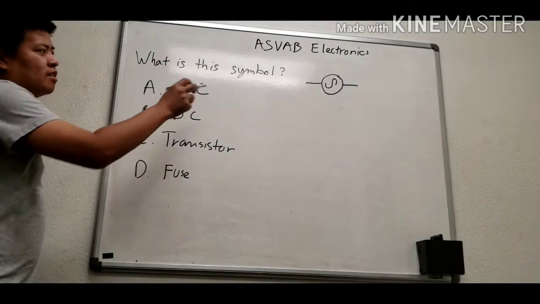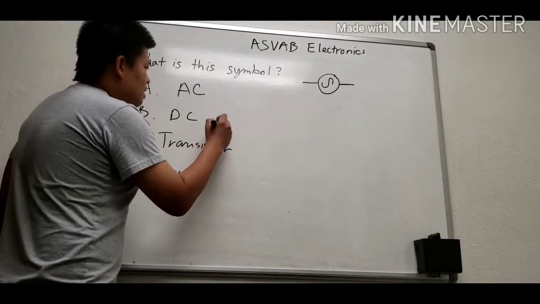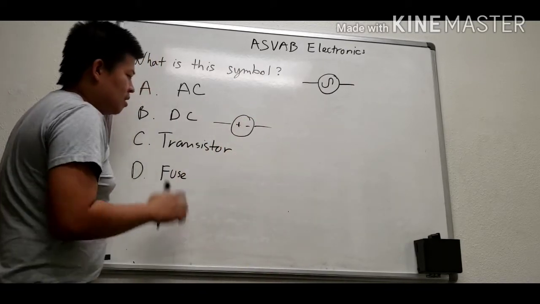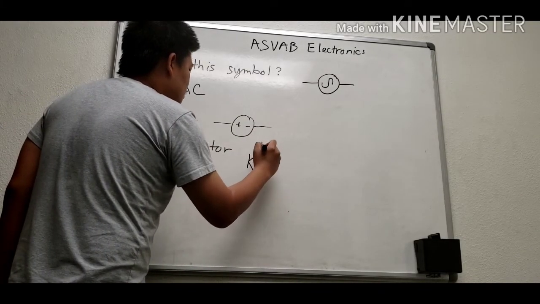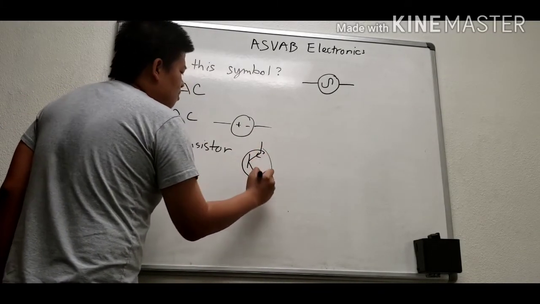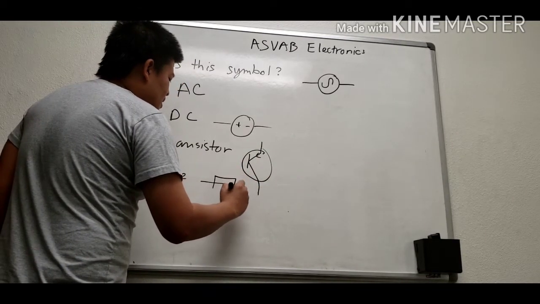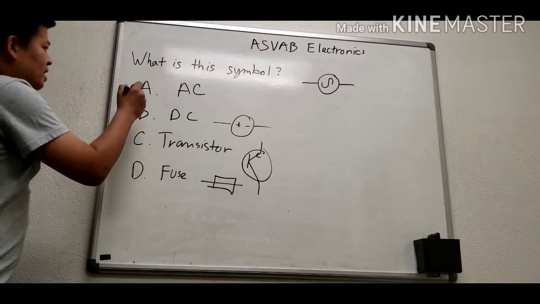This test will ask the symbol. We know that this is not the DC because the DC should be like this. That's not the transistor. The transistor should be like this. That cannot be the fuse because the fuse should be like this. So the answer for this symbol is AC.